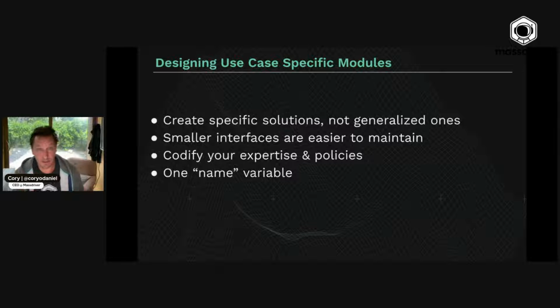So some of the things that we do when we design modules at MassDriver, whether it's for us or for our customers, is we do use case specific modules. And that's what I'm going to be doing here today. What I mean by that is something you'll see frequently in public GitHub repos and the Terraform registry: modules that are sweeping, narrow abstractions over a cloud service. So you'll see an RDS module.